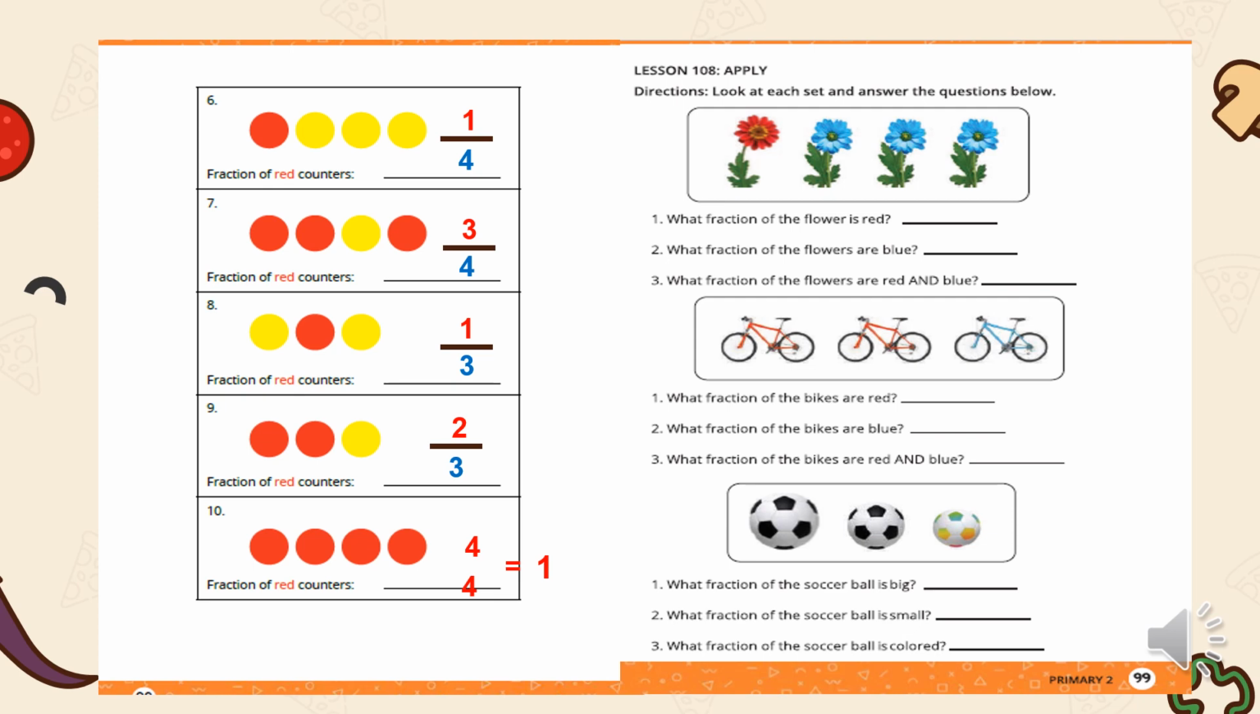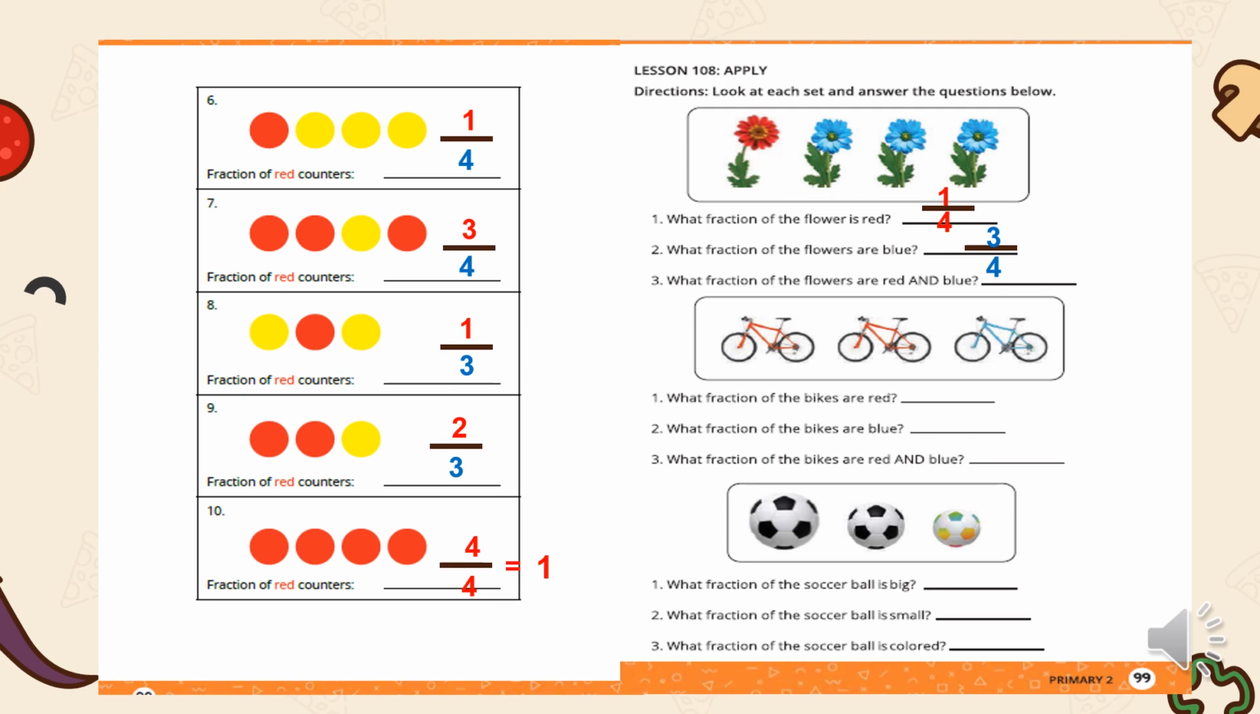In number 1, what fraction of the flowers is red? First thing, the total parts are 4. And how many red? Just 1. So the fraction is 1 over 4. Number 2. What fraction of the flowers are blue? They are 3 over how many? Total, they are 4. So the fraction is 3 over 4.